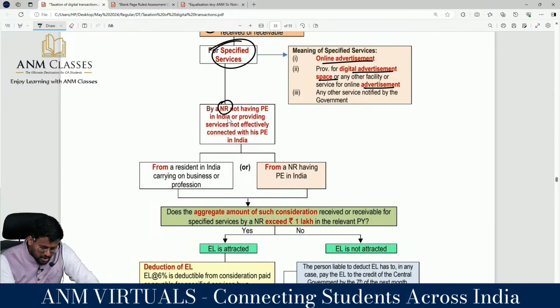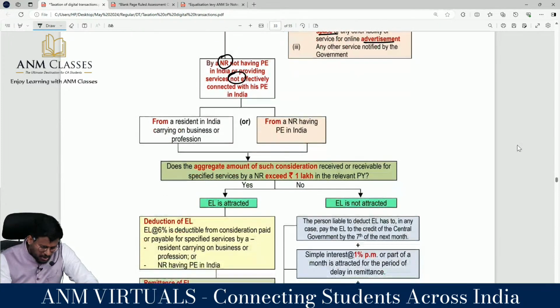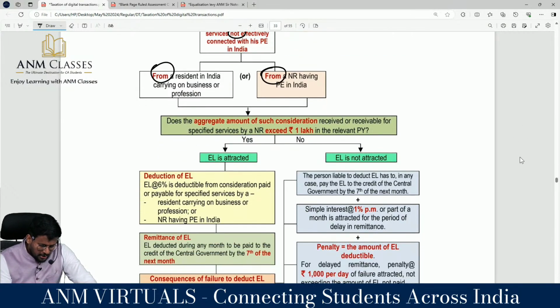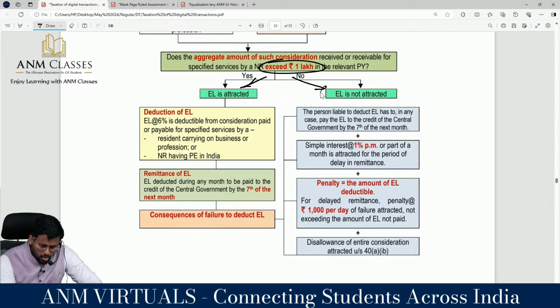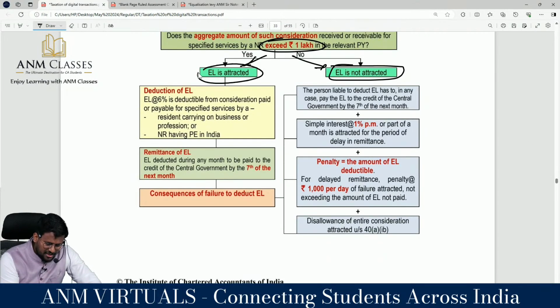Is it by a non-resident not having a PE, or providing service not effectively connected with his PE in India, from a resident in India carrying on business or from a non-resident having a PE in India? Does the aggregate amount of such consideration received or receivable for specified service by the non-resident exceed 1 lakh? Your answer may be yes or no. No means no equalization levy. Sir, if yes, what is attracted?